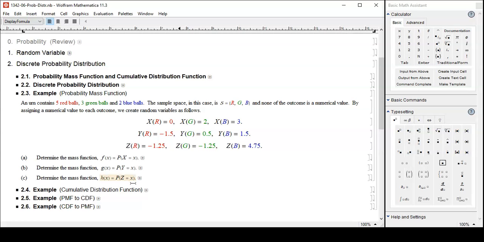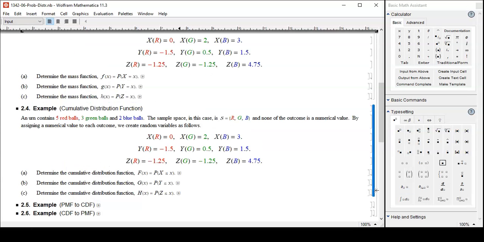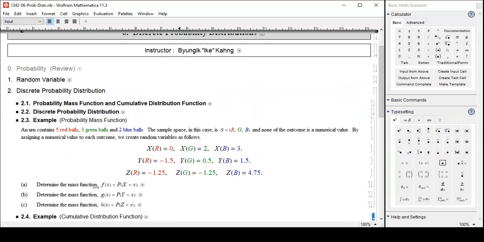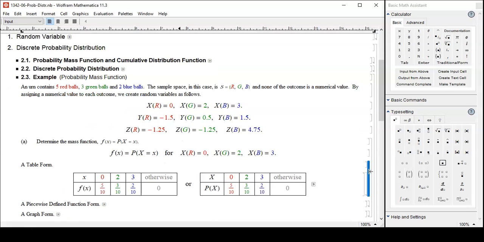By the way, it is traditional that we use lower cases for the probability mass functions and the capital for cumulative distribution function. You see, for cumulative distribution function, we use capital F, capital G, capital H. For the probability mass functions, we use lower cases. Okay, now let's go into part A. What is the structure here? Well, this is the first time you're going to deal with this. You're dealing with this probability mass function, so I better show you the answer.